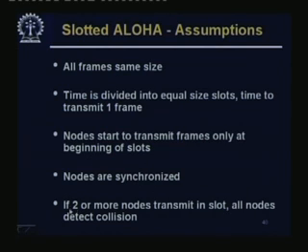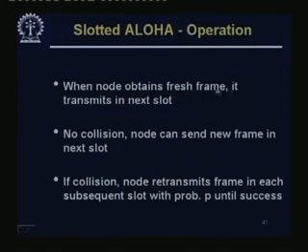Nodes are synchronized. If two or more nodes try to transmit in a slot, all nodes detect the collision. I mean, you may still collide even after making the slots. For example, suppose within the span of the 5th slot, 3 different stations have gotten ready to transmit something. Now, at the beginning of the 6th slot all 3 will start communicating and all 3 will collide. So, when a node obtains a fresh frame, it transmits in the next slot. As soon as it gets a frame to send, it sends it in the next slot.